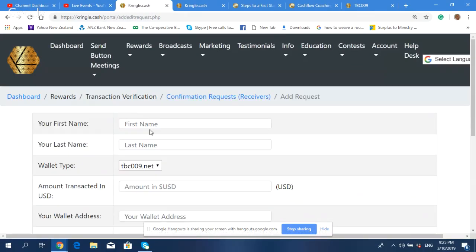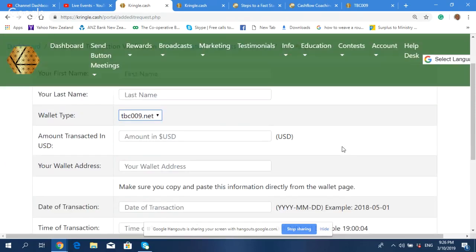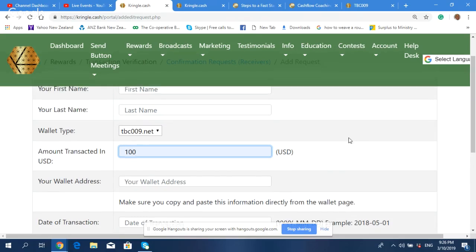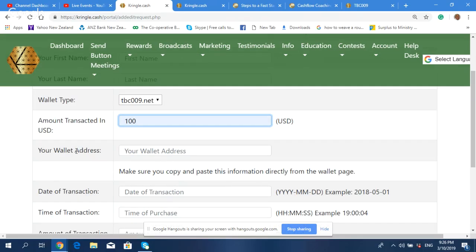and you type in your name, first name, second name. Then you open up the TBC 009 wallet and click on the highlighted area. And the amount transacted in American dollars, which will be 100. And for 100 or 40 grains, it's around 12 kringles today. And the next part here, your wallet address.